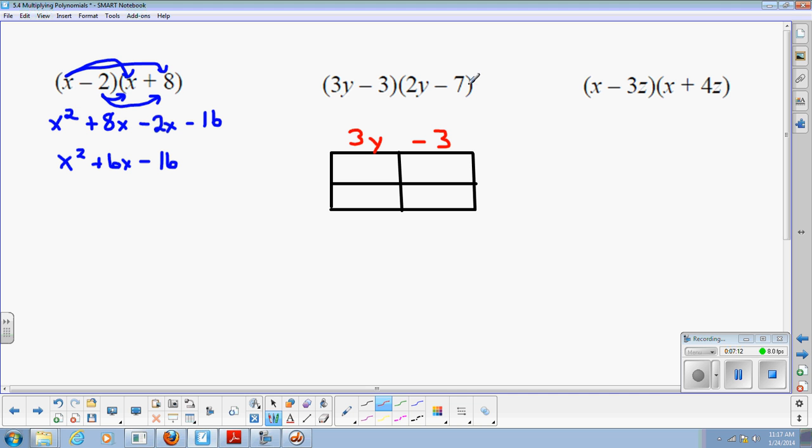And now I have 2y minus 7. So 2y will now go across from one row. Minus 7 will go across from the other row. And I'm now going to do some multiplying. I'm going to multiply each term on the top times each term on the side.